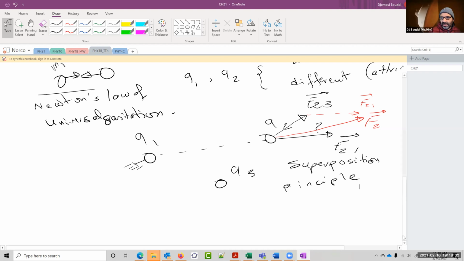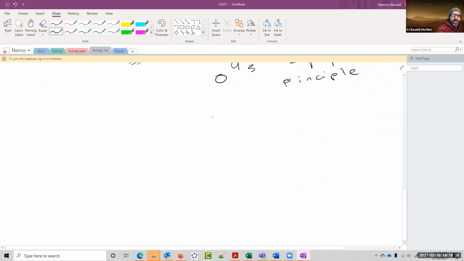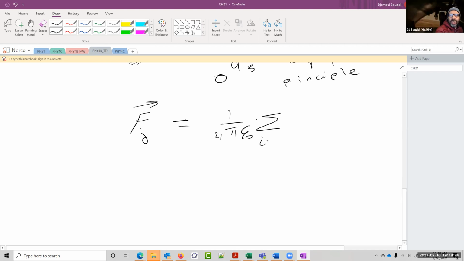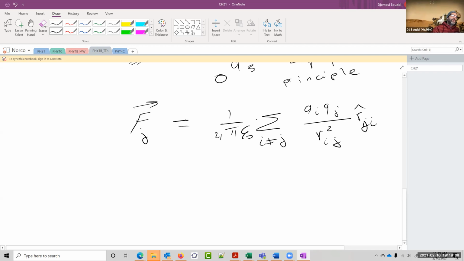So the force, first of all, let me write it down now. So the force on a charge of the jth order is 1 over 4 pi epsilon naught. That's using vacuum, by the way. The sum over all i's, where i is different than j, by the way, cannot be counting itself, of qi qj divided by the distance between the i and the j squared, times the unit vector pointing from the j to the i. We're calculating the ijth particle. So r_ji hat, okay? So this is by superposition.